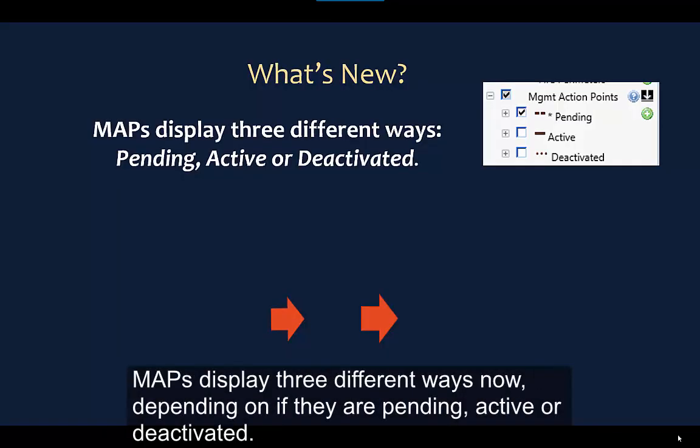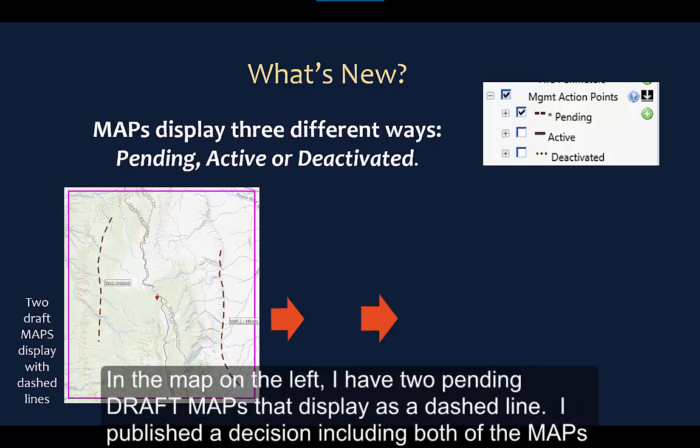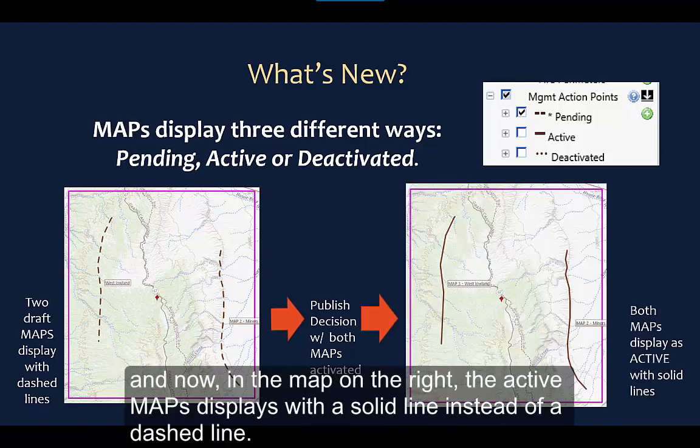MAPs display three different ways now, depending on if they're pending, active, or deactivated. In the map on the left, I have two pending draft MAPs that display as dashed lines. I publish a decision including both of those MAPs, and now, in the map on the right, the active MAPs display with a solid line instead of dashed lines.